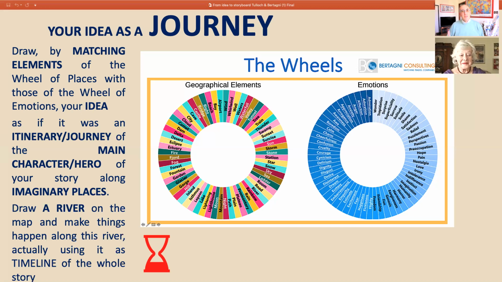The only geographical element that we ask you to draw on your map is a river, and this will also be used as timeline because a river in every culture is considered as representing the flow of time, and you will see how useful it will be. Having a river in your map when we will use this map for going further in our project of realizing a movie. So this is the end of the module one.